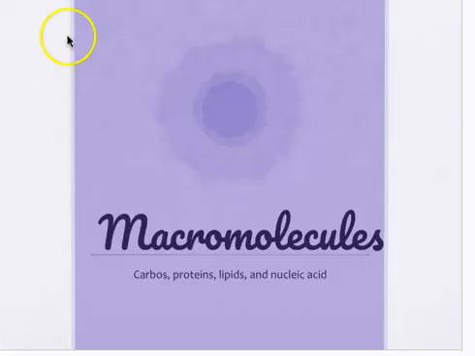But that is the macromolecules unit. That's all 4 macromolecules. And I think that after the practice tomorrow, you guys will feel a lot more comfortable with what we have. So I hope you have a great evening, and I will see you tomorrow.